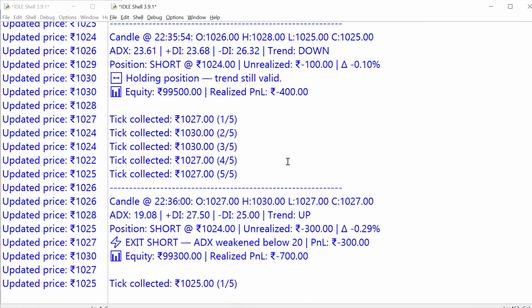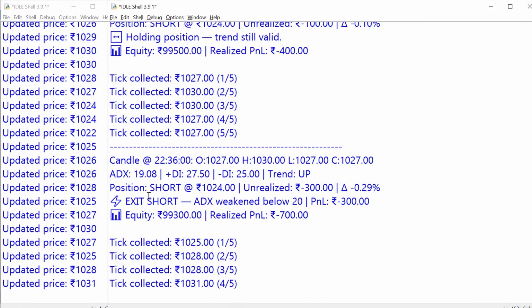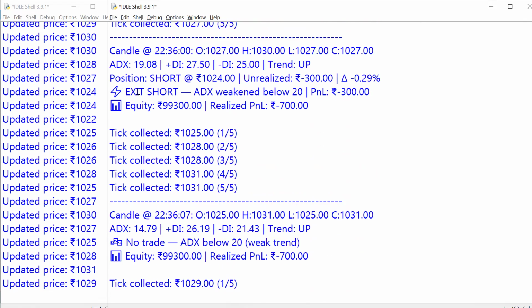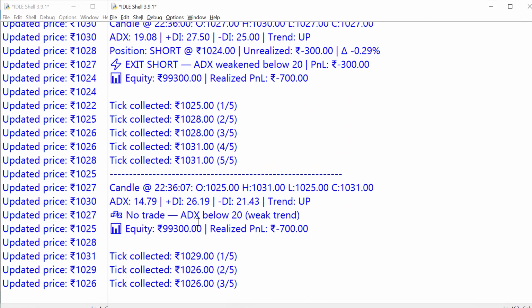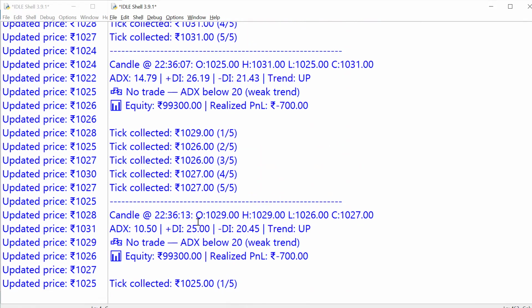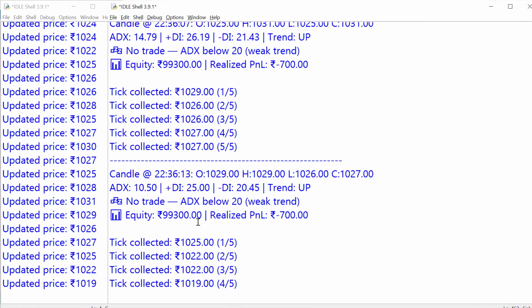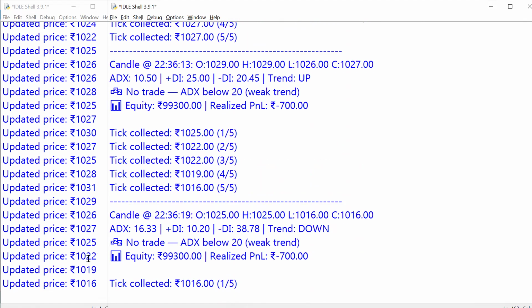Okay, we have exited the short position which we had taken because the ADX has come down. So no trade. We are in the realized profit of minus 700 rupees. It's completely okay. We have no trend going up or down. You can see the market is completely flat.